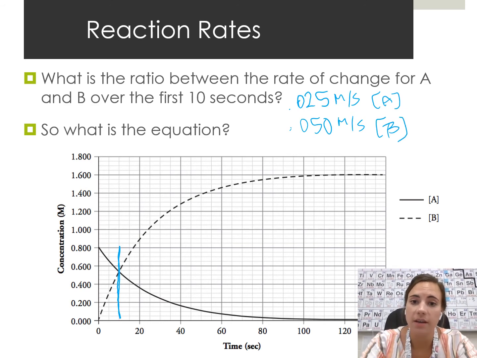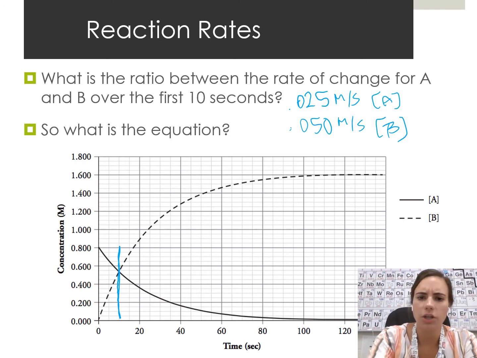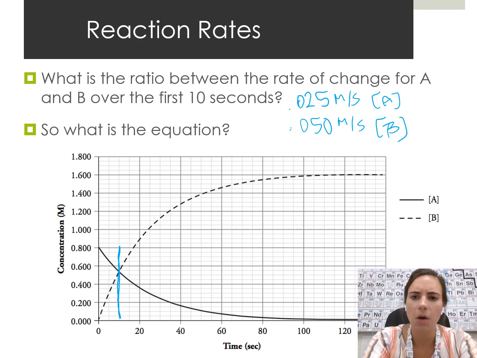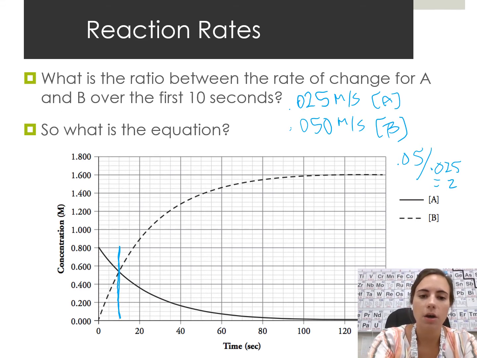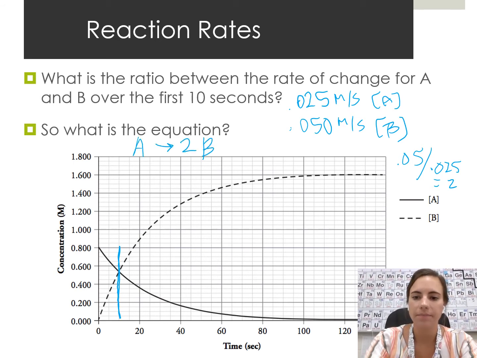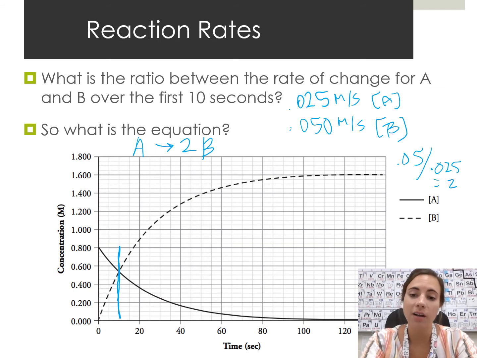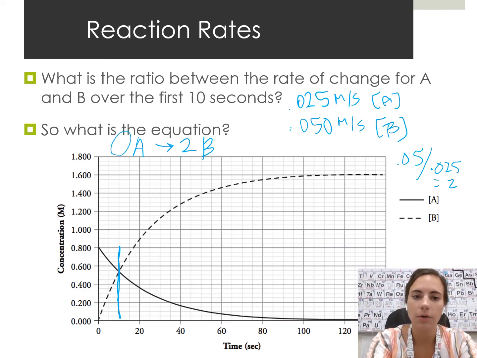So in the previous slides, I found that the rate of change in the first 10 seconds for my reactant was 0.025, for my product was 0.05. So what is the ratio? Well, anytime we find a ratio, we divide by the smallest. So 0.05 divided by 0.025 is equal to 2. So that tells me that my rate of change for B is 2 times A, so the equation for this reaction is A yields 2B. So the ratio of my concentration changes, the rate of my concentration, gives me my coefficients.